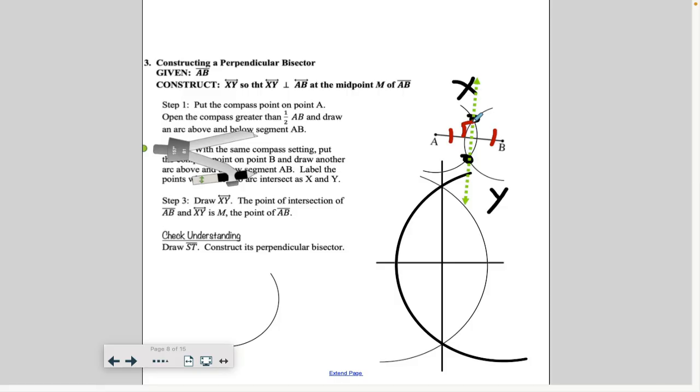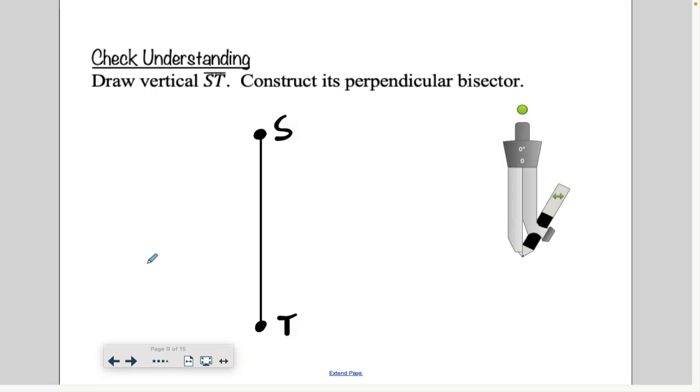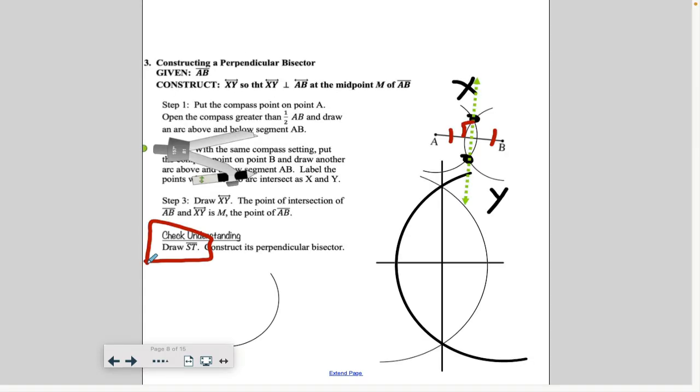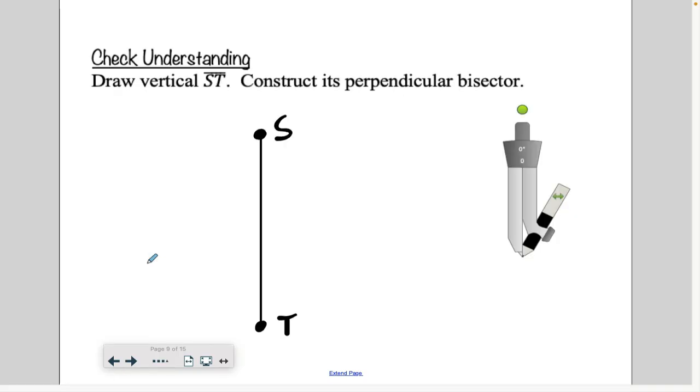What I want you to do right now is draw your own line segment, ST, and see if you can recreate those steps. Could be flat on the ground, or a little bit tilted like the one that they gave you. Wait, does it have to be vertical because it says vertical on the base? It says draw vertical ST. Yours is vertical. So there's my vertical ST.